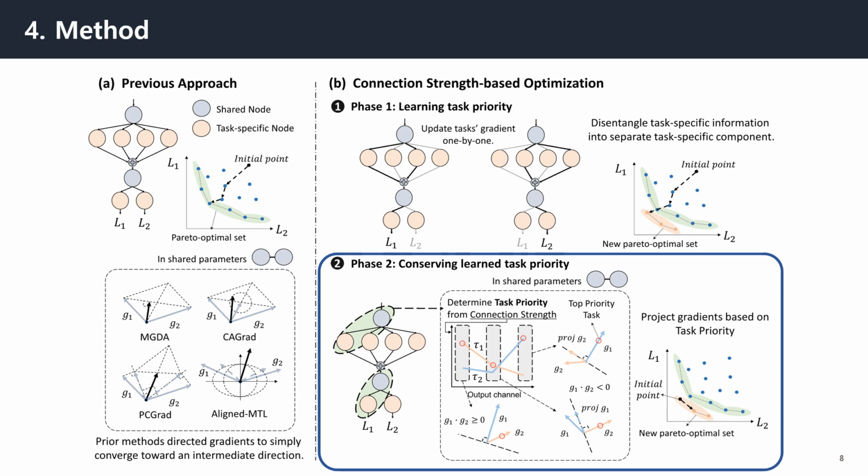As training progresses, the probability of selecting phase 2 increases. This approach ensures that we preserve the task priority learned in phase 1 while effectively updating gradients in phase 2. The reason for mixing these two phases rather than completely separating them is that the speed at which task priority is learned varies depending on the position within the network. This blended approach allows for more adaptive and effective optimization throughout the training process.